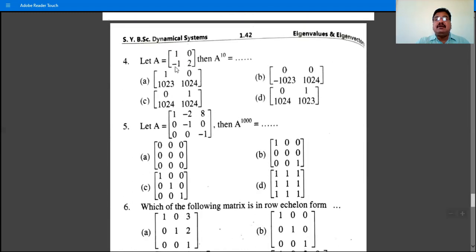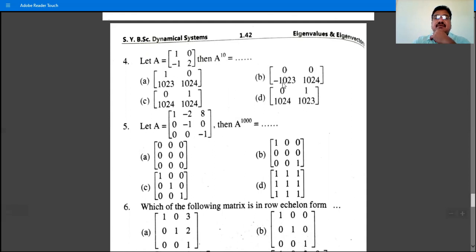Similarly, this is a lower triangular matrix. So what are the eigenvalues of A? 1 and 2 are the eigenvalues of A. And what are the eigenvalues of A raised to 10? 1 raised to 10 and 2 raised to 10. So we have to find A raised to 10, not the eigenvalues of A raised to 10. We have to find A raised to 10.